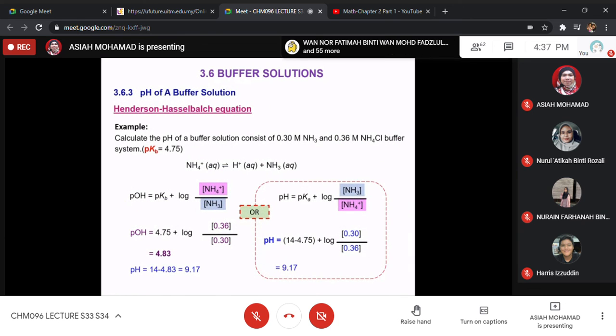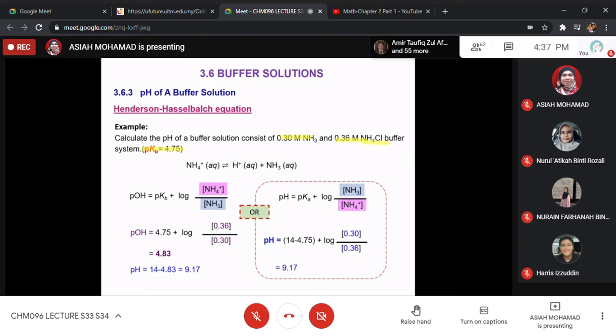Okay, now let us look at how to calculate the pH of a basic buffer. It consists of 0.3 molar of ammonia and 0.36 molar of ammonium chloride. The pKb value is given here, which is 4.75.